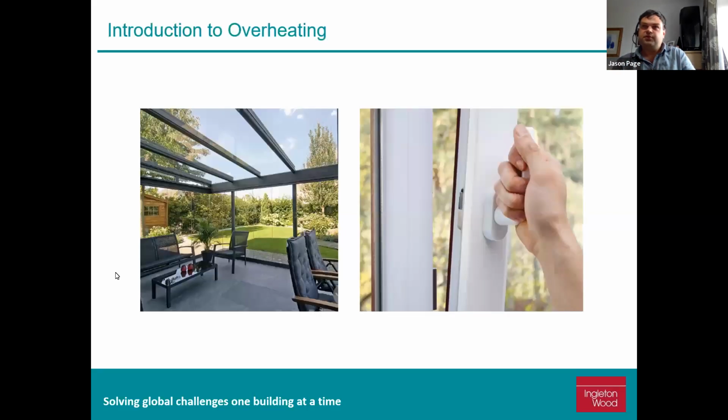So what is the issue with overheating? Overheating occurs when two things happen. Firstly, excess heat comes into the building, and secondly, we can't get rid of it. We get excess heat generally when we have too much glazing in the building, and heat, both wanted and unwanted, comes in through sunlight.